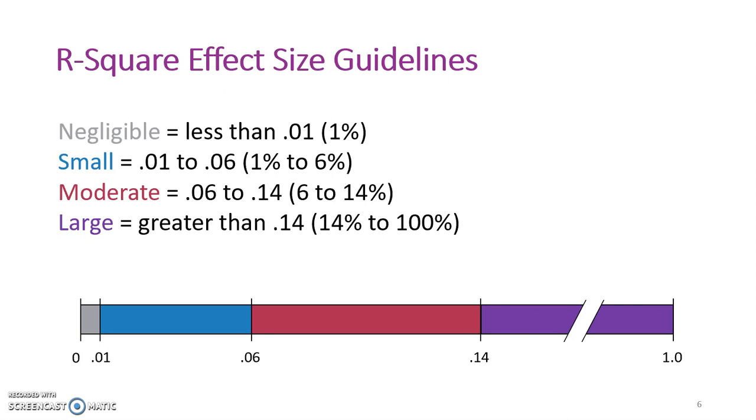A small effect would be an R square ranging from 0.01 to 0.06. That's saying that 1% to 6% of the variation in the outcome is due to the predictor. A moderate effect would be 0.06 to 0.14. And a large effect would be anything greater than 0.14. So anything greater than 0.14 essentially means any predictor that accounts for 14% or more of the variation in the outcome, that's a large effect.